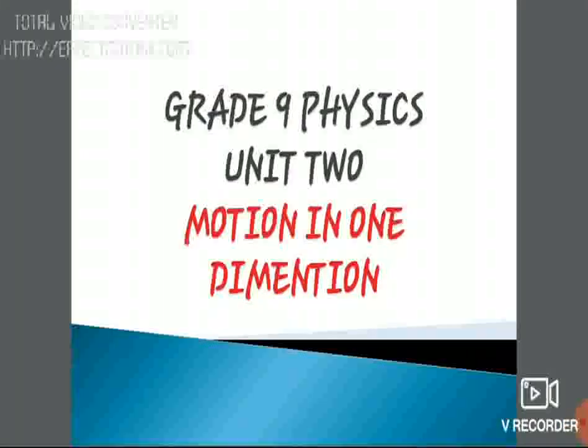Hello students, today we'll see grade 9 physics, that is unit 2. Last time we have seen about grade 9 physics unit 1 about vectors. Today we'll see unit 2 about motion in one dimension or one-dimensional motions.